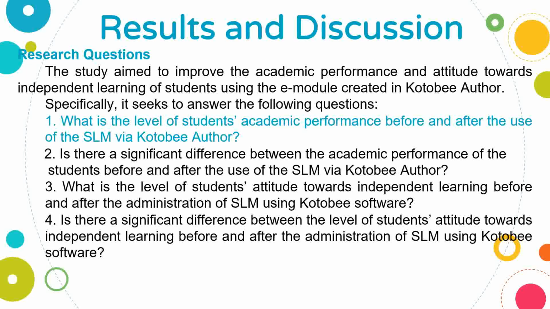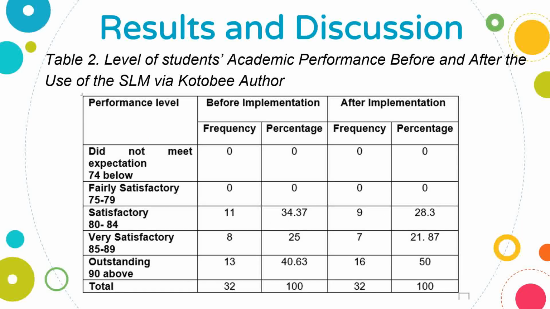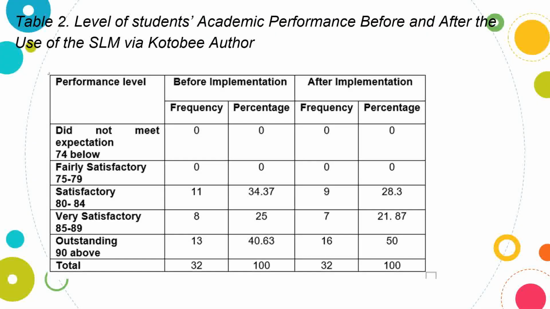What is the level of students' academic performance before and after the use of self-learning module via Kotobi Author? As mentioned earlier, the question must be reflected as Table 1 in the results and discussion section of your research paper, provided that there is no other table presented in your paper. In this case, you might notice that it starts with Table 2, since there was already a Table 1 in the paper. The table should be formatted as follows.